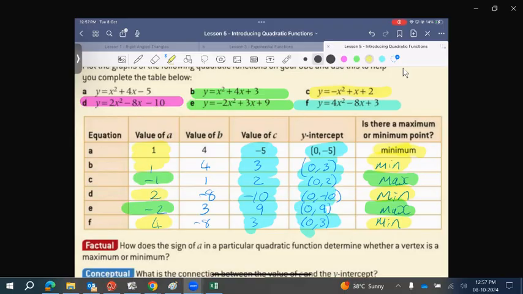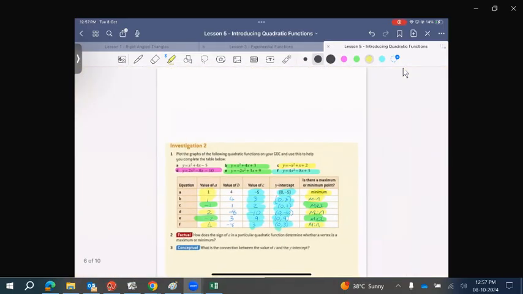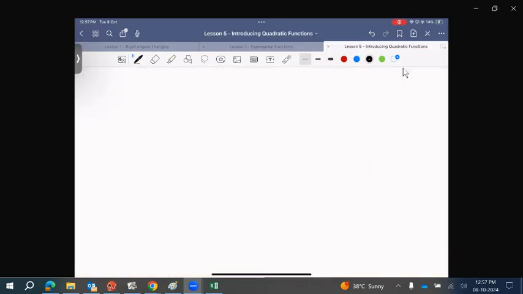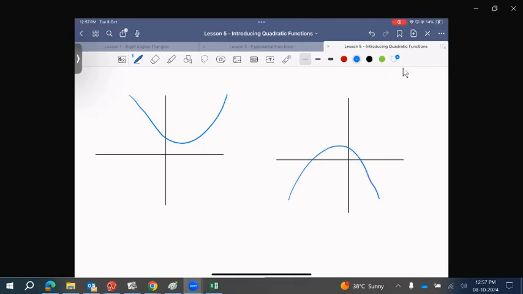So let me do a little summary up here for us on this one, because this is a key point. We've got two types of graph that we can have in terms of the A value. Now it's either going to look something like this, or it could look something like this. This one has a minimum. This one is a maximum. The value of A for a minimum is going to be positive, and the value of A for a maximum is going to be negative. So this is the key information for this concept.